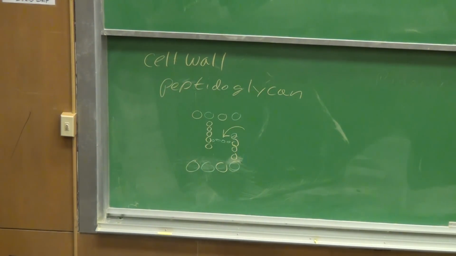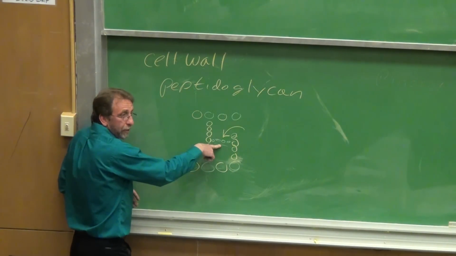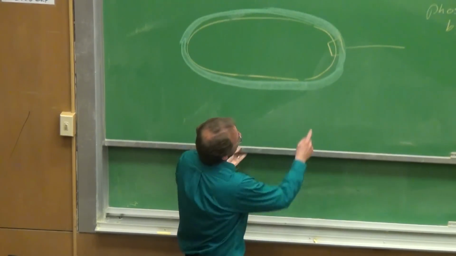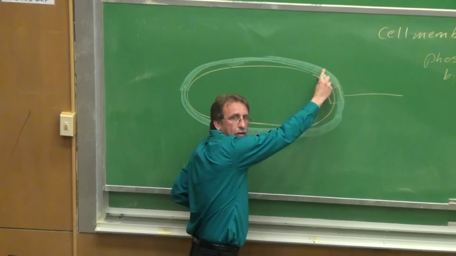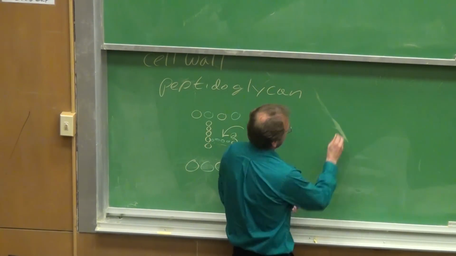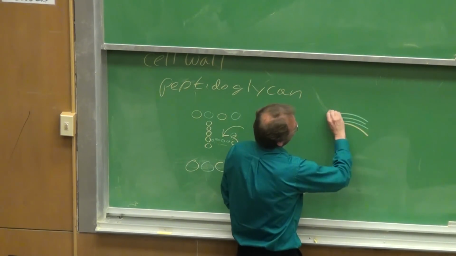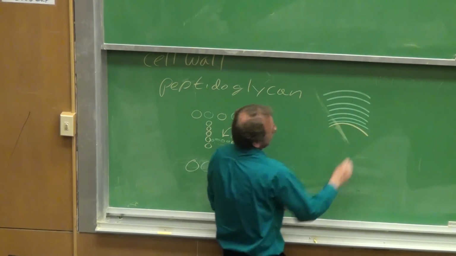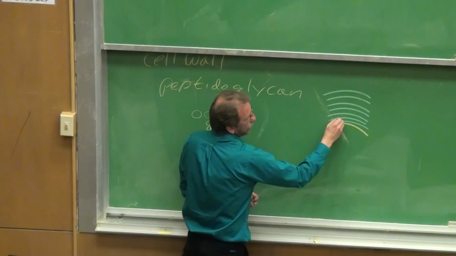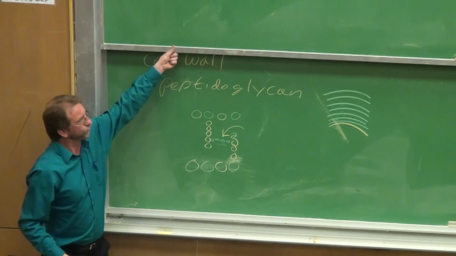Some of the bacterial cells have their peptidoglycan molecules bound by a cross bridge like this. Those cells form very thick cell walls. In fact, their cell wall, if this is the cell membrane, can be as many as 30 layers thick, peptidoglycan layers with cross bridges between the molecules. So it forms a very tight structure.